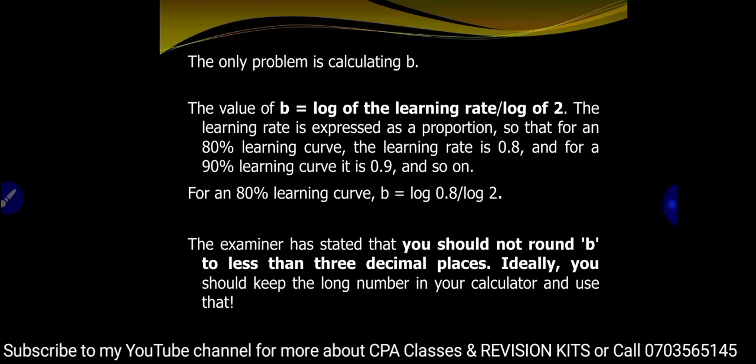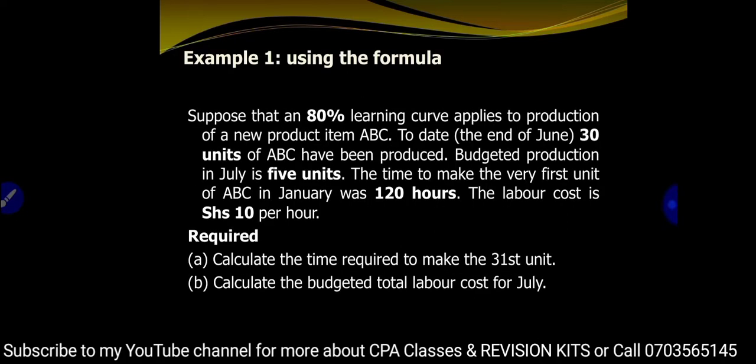Now there is something you need to master. The examiner has stated that you should not round the value of B to less than 3 decimal places. So it's advisable to keep that long number in your calculator and use it for your subsequent calculations and workings. Now we are going to use the formula in this example. We need to see how we can use this formula to determine the labor costs, to determine the time it takes to produce a given number of units, and so on.